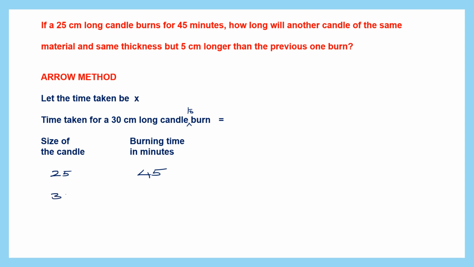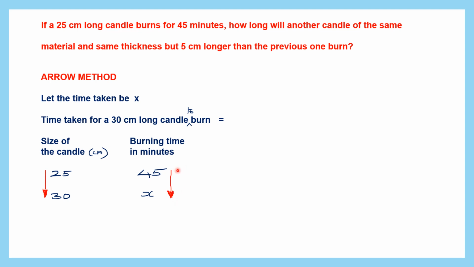So we are writing the size of the candle here. Now remember this is in centimeters, so you can write it in brackets or leave it like that. 30 centimeters. How long will it take? X is here. So see what is given. Now 25 centimeters has increased to 30 centimeters. It's become greater, so our arrow moves this way because it's increased from 25 to 30. Now let's look at the burning time. For a 25 centimeter candle, it's taken 45 minutes. So for a 30 centimeter candle, it will take more. That means again from here to here, it's going to become more. So the arrow mark will come this way.